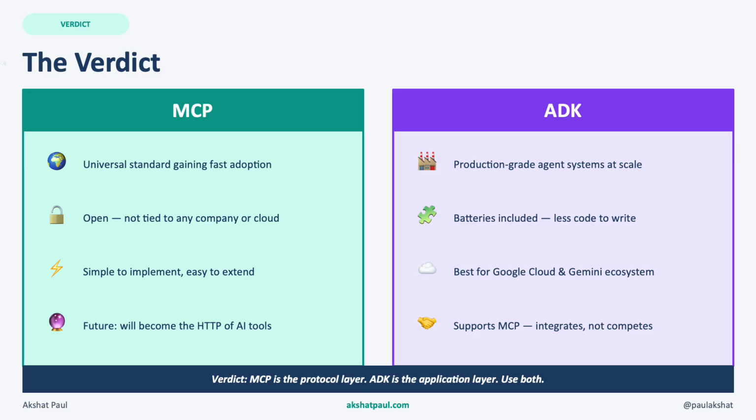ADK, on the other hand, is the production powerhouse for building agent systems. If you're a team shipping complex AI workflows on Google Cloud, ADK saves you months of engineering work. The orchestration, the evaluation tools, the deployment, it's all there. And importantly, ADK respects the ecosystem. It supports MCP. Google could have built their own closed tool protocol, but they didn't. They embraced MCP. So, my verdict, and I want this to land, is this: MCP is the protocol layer for the agentic web. ADK is an application layer that builds on top of it. They operate at different levels of the stack. Use MCP for your tools, use ADK for your agent orchestration. Use both together for maximum power.